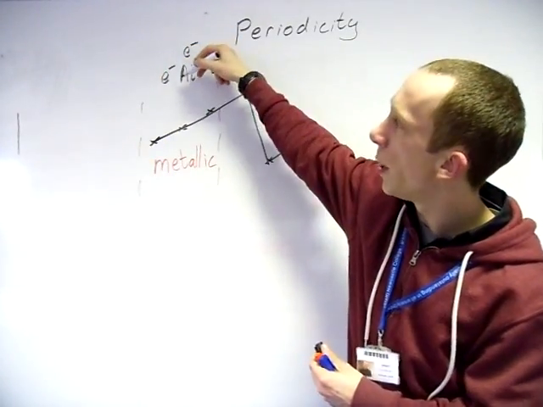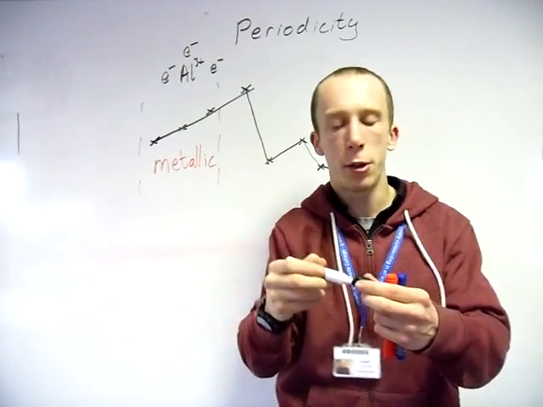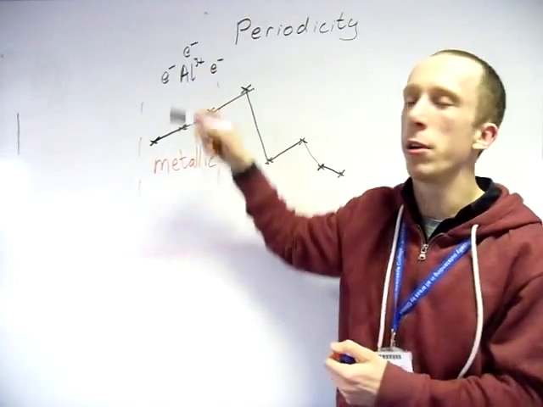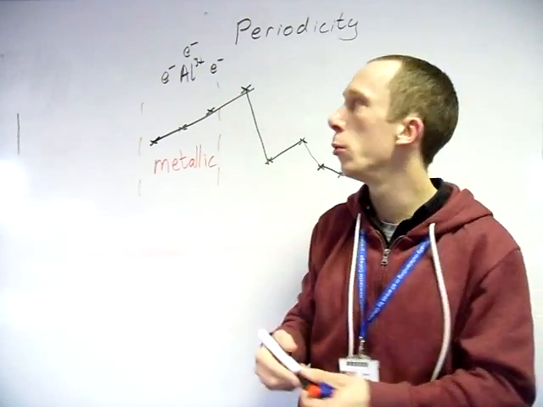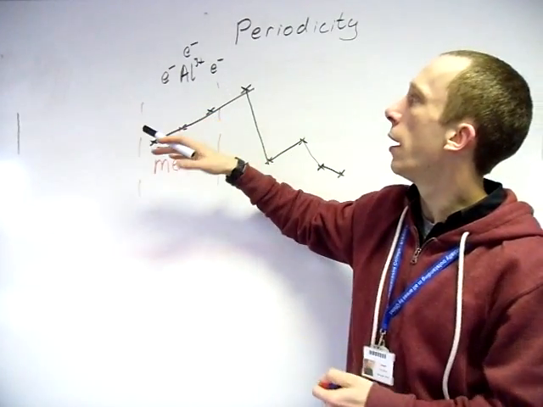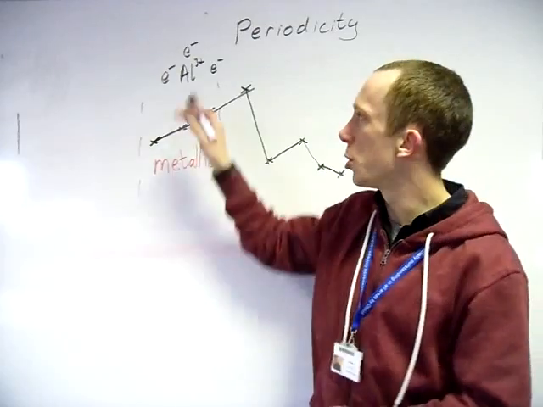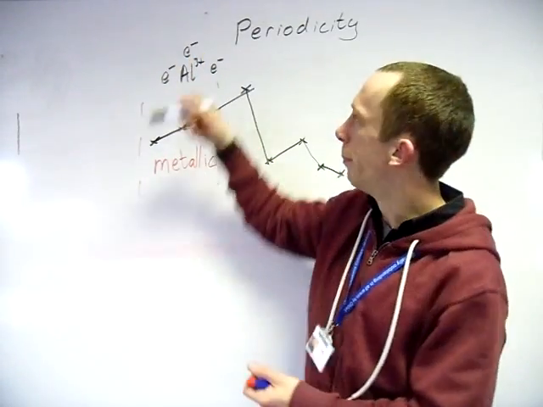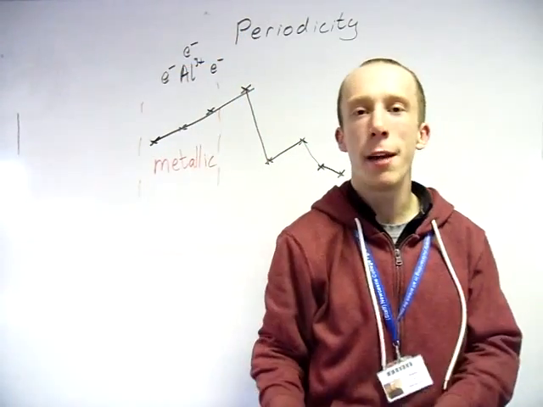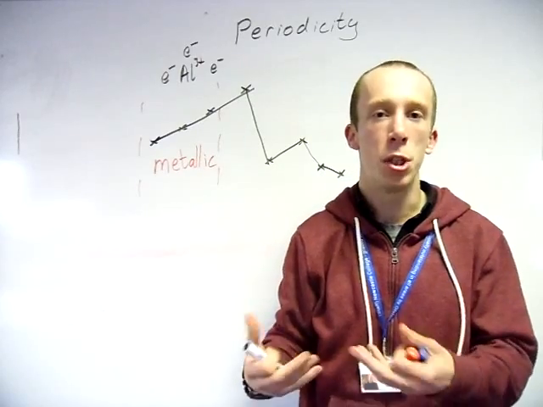So I've got to break the attraction between that 3 plus nucleus and the 3 electrons around it in order to melt or boil it. Don't say metals exist as ions. I know I'm talking about that there, but because the aluminium has never lost the electrons, it is neutral.